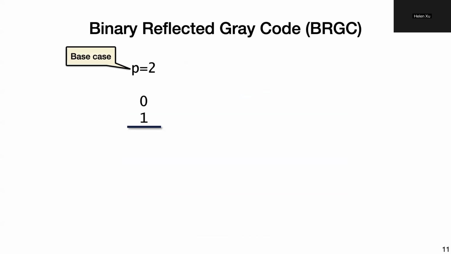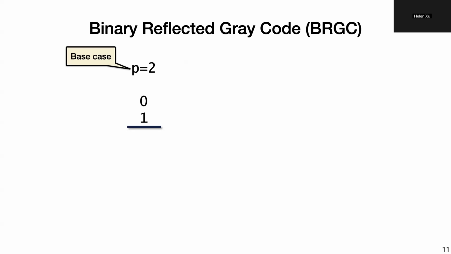Yeah, so how are we going to generate them? Well, one pretty straightforward way to generate them is called binary reflected gray code. And you can just generate them recursively. So the base case is p equals 2. For p equals 2, we only have 1 bit because there's only 2 options. So they are 0 and 1. And of course, they differ by 1 bit because there's only 1 bit.